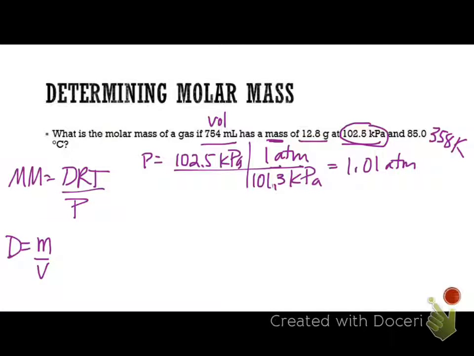Okay, but because of my unit of liter on my R value, I'm going to need to do my density in grams per liter. So that is going to be 0.75 liters because I divided by 1,000. So 12.8 grams divided by 0.754 liters, excuse me. And then when I do that, I get 16.98, but I need 3 significant figures. So 17.0 grams per liter.